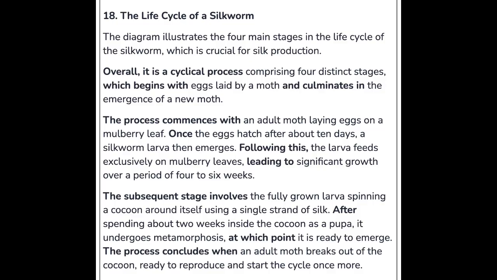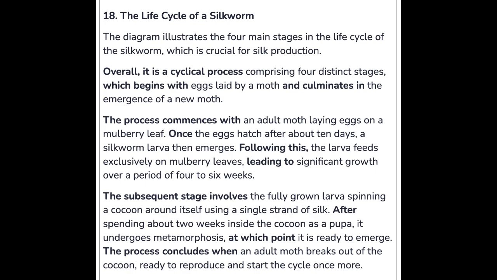The process commences with an adult moth laying eggs on a mulberry leaf. Once the eggs hatch after about 10 days, a silkworm larva then emerges. Following this, the larva feeds exclusively on mulberry leaves, leading to significant growth over a period of 4 to 6 weeks. The subsequent stage involves the fully grown larva spinning a cocoon around itself using a single strand of silk.